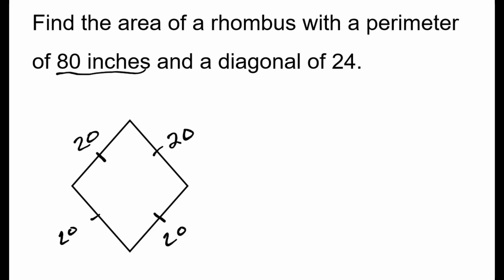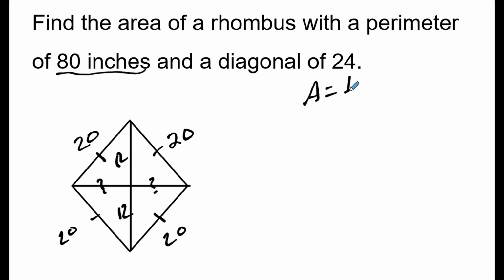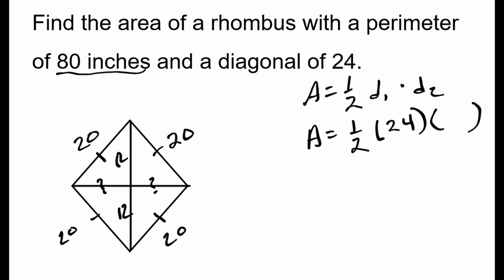That means each side is 20. Now, being that this is a rhombus and they give us a diagonal here, which is 24, that diagonal is cut in half because the diagonals do bisect each other, which means we're looking at 12 and 12. What we need are those two measurements in order to find the second diagonal, because we're looking at using the formula 1/2 diagonal 1 times diagonal 2. Right now what we have for this formula is 1/2 of 24, and we need our second diagonal.